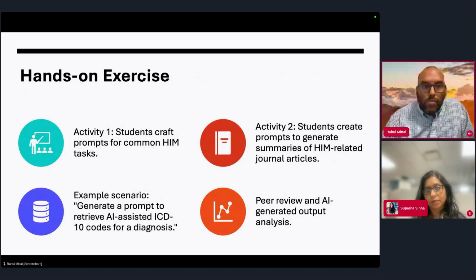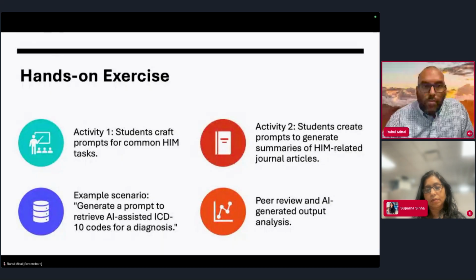So we've been trying to create hands-on exercises for the students. One of them is getting the students to craft prompts for common HIM tasks. In a minute, when I go through, I will share one of my Canvas courses where I'll go through some of the examples that I've been using.